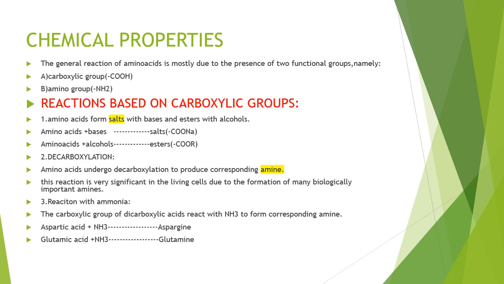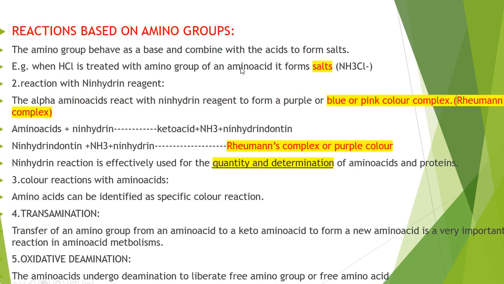Then we'll move to the reactions based on the amino group in the amino acids. These are a few examples of those reactions. First of all, the amino group behaves as a base and combines with acids to form salts. In the previous reactions, the carboxylic group, when combined with bases, formed salts. In the same manner, the amino group when combined with acids also forms salts. For example, when HCl is treated with the amino group of an amino acid, it forms salts.